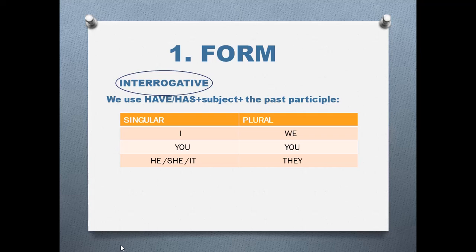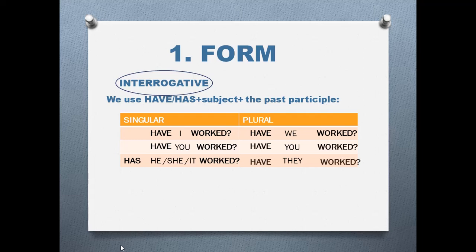So in the case of the first person, it could be have I worked? Have you worked? Has she worked? Have we worked? Have you worked? And have they worked? Again, as I always tell you, verb, subject, verb. You have the auxiliary, you have the subject, and then you have worked. Have you come to school by car? Could be an example.